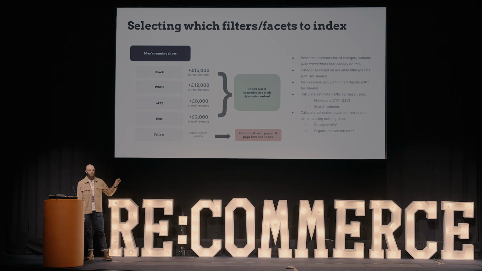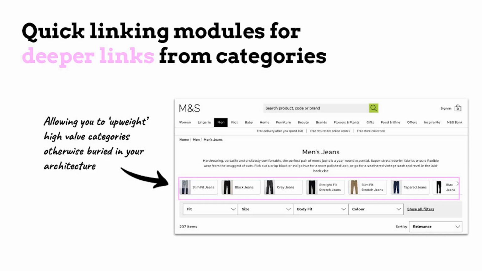For those that are valuable, we would say basically index them, self-canonicalize them. But the most important part of this is making sure they've got dynamic content. So for men's running shoes, the H1, when you select, say, the black filter or facet, it goes men's black running shoes, whatever your syntax for that page is. The page title's updated as well. Maybe you drop out the category copy so it's not duplicate off the men's running shoes, probably a good idea. So you can really cover more categories with easy, really, like less work.